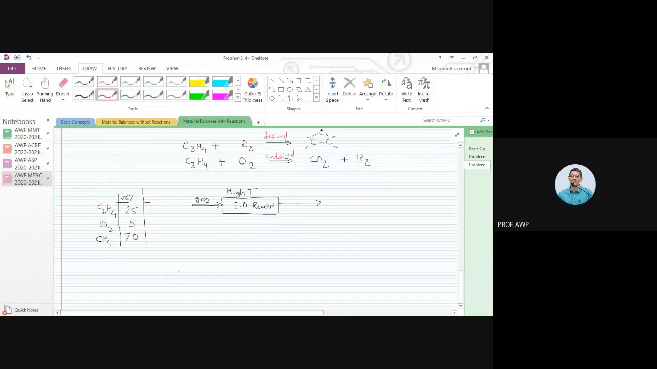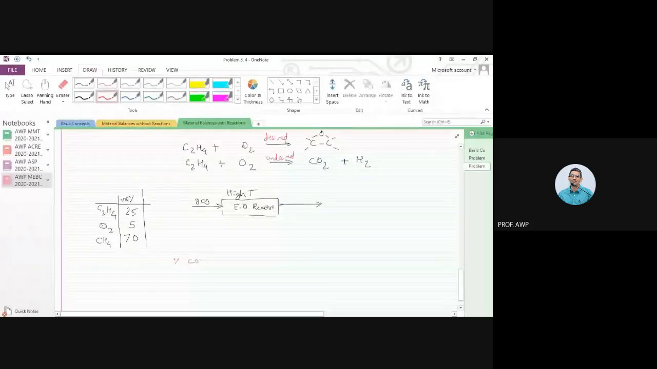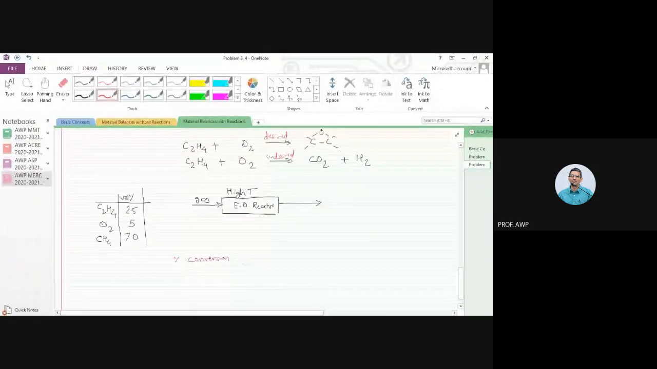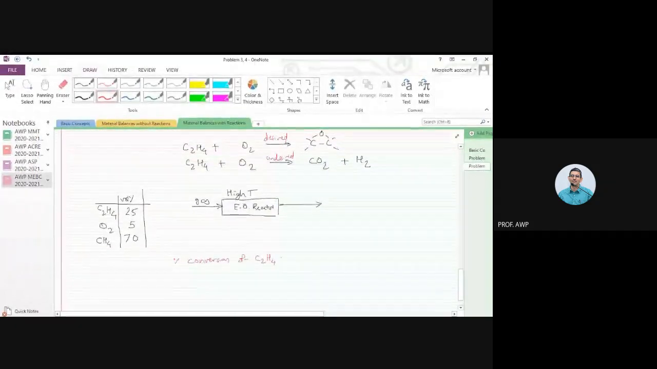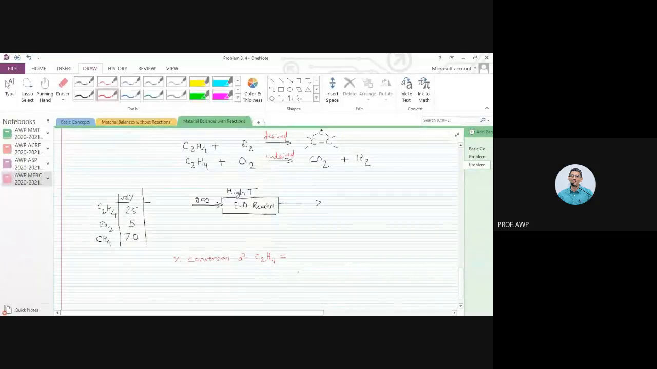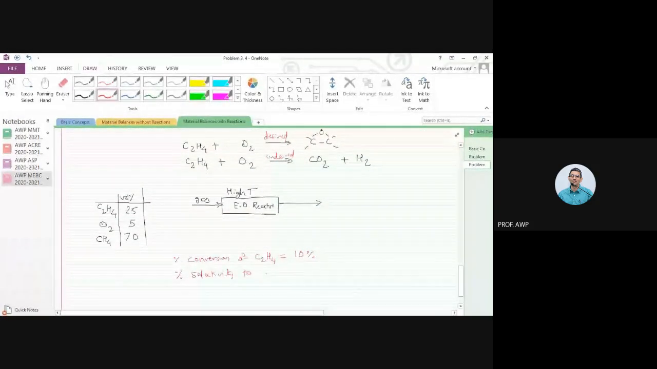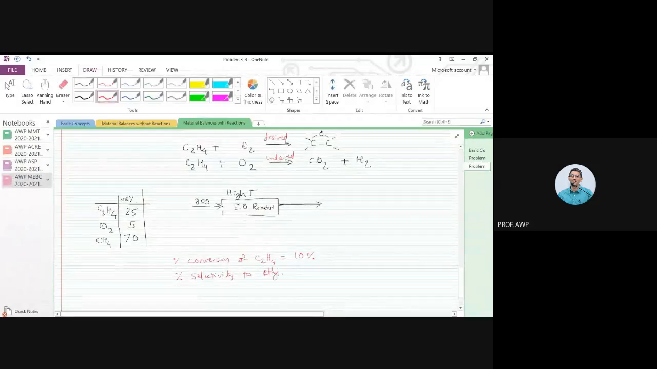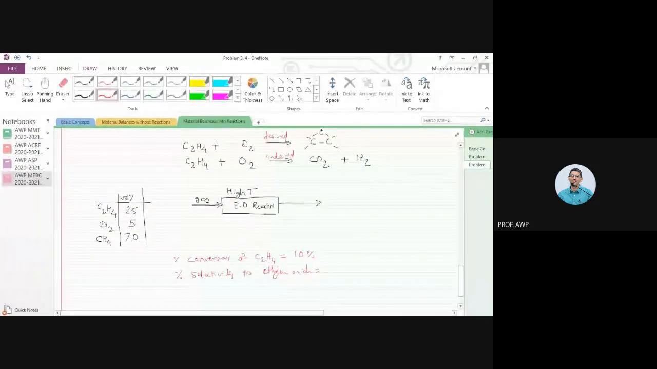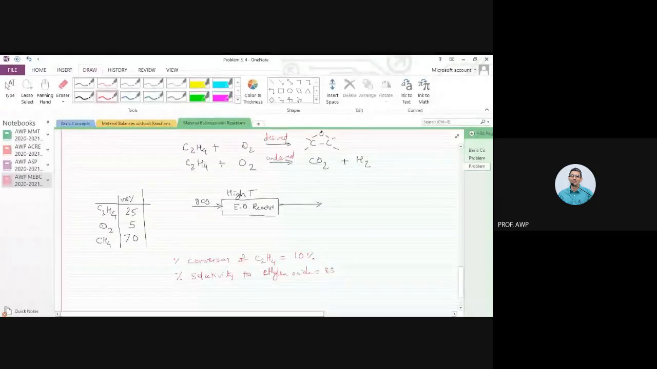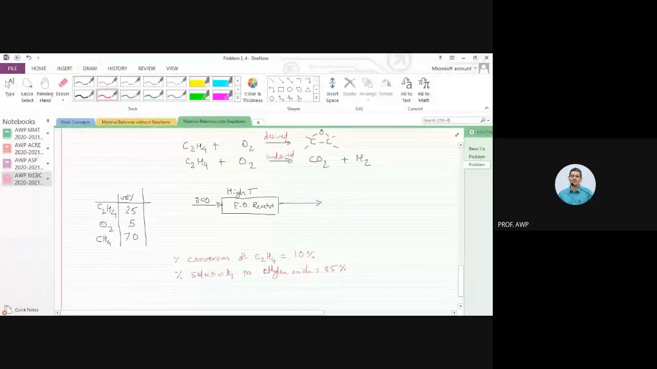What I'm going to tell you is the percent conversion of ethylene is, let's say, 10%. It is a very small amount of conversion, so that we limit the undesired reaction. And the percent selectivity to ethylene oxide is 85%. Let me tell you once again.